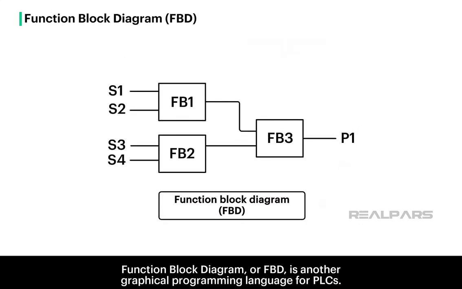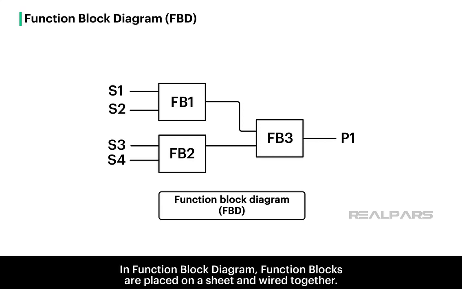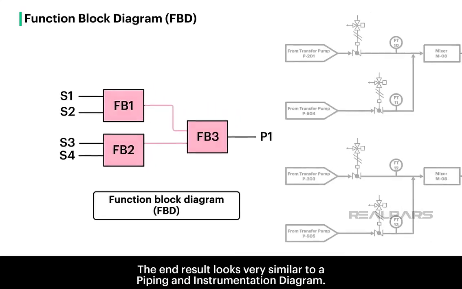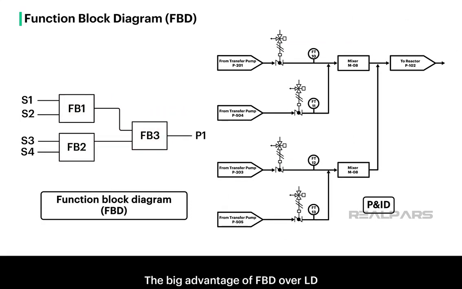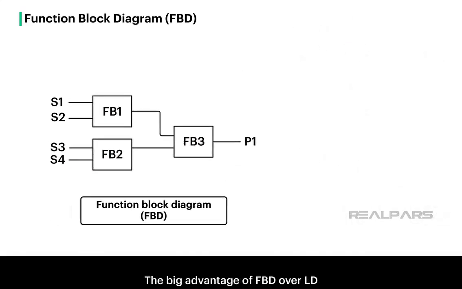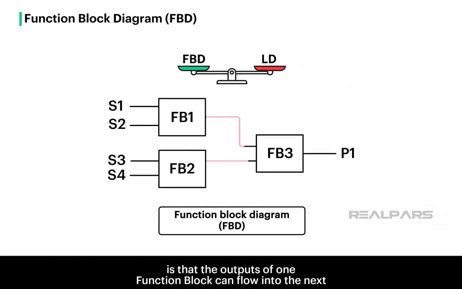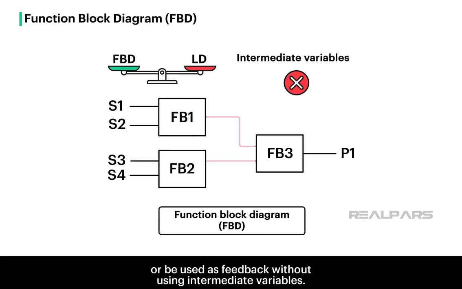Function Block Diagram, or FBD, is another graphical programming language for PLCs. In Function Block Diagram, function blocks are placed on a sheet and wired together. The end result looks very similar to a piping and instrumentation diagram. The big advantage of FBD over LD is that the outputs of one function block can flow into the next or be used as feedback without using intermediate variables.